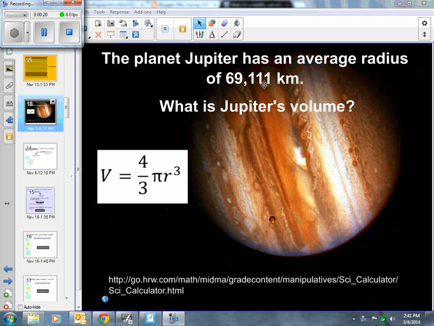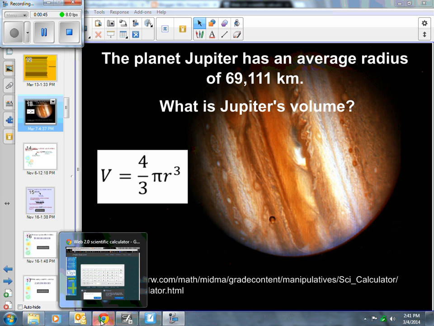It says the planet Jupiter has an average radius of 69,111 kilometers. What is Jupiter's volume? All right, and I provided the volume of a sphere right here, which is volume equals 4/3 times pi times r cubed. Okay, so in order to solve this, we can just type it in.